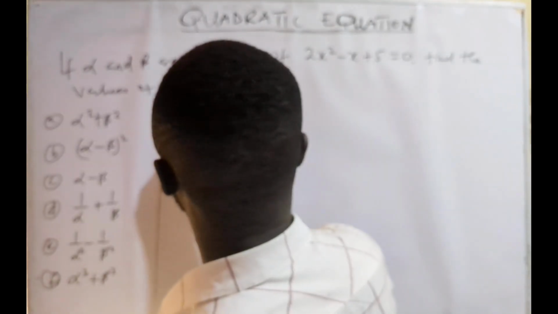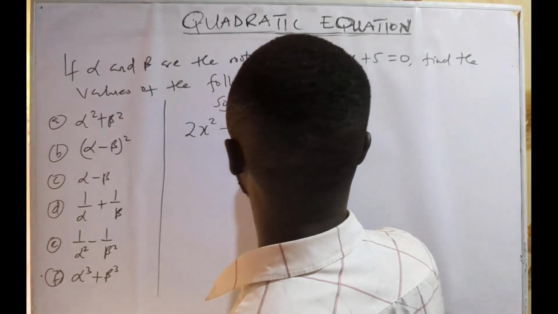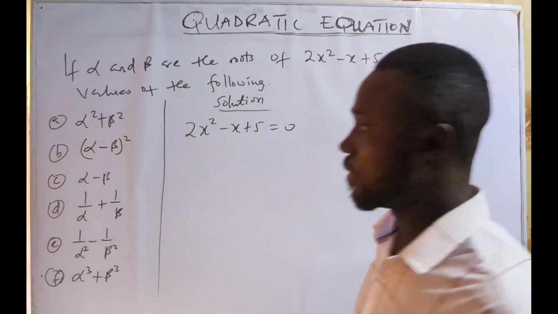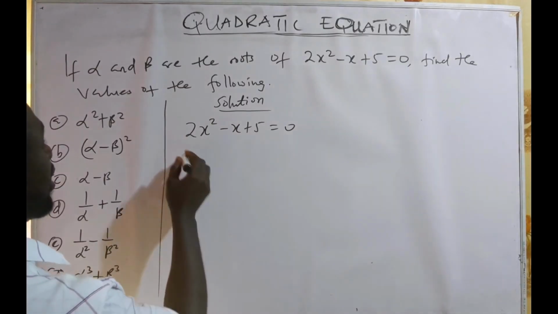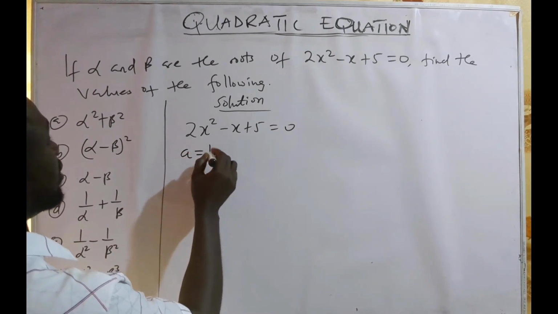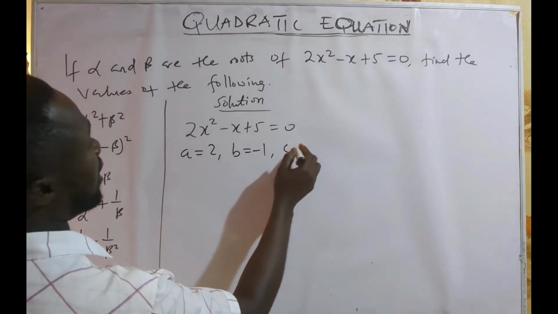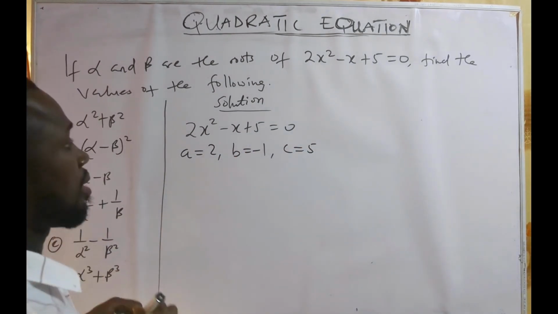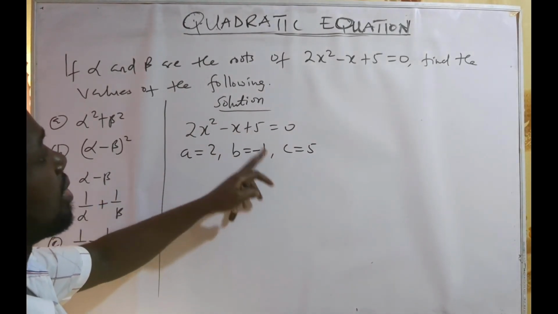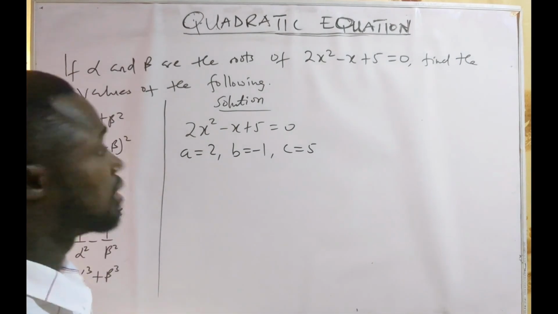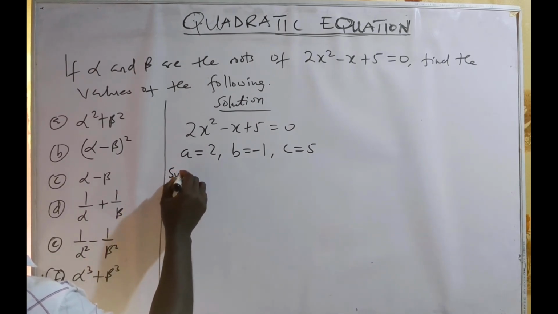So we have our quadratic as 2x squared minus x plus 5 equal to 0. And what are the roots of the quadratic? Alpha and beta. Okay. So we are now going to say our a is 2, our b is -1, and our c is what? Is 5. Okay, we know our a, the coefficient of x squared, b, the coefficient of x, and c, the constant. So we now find the sum of the roots.